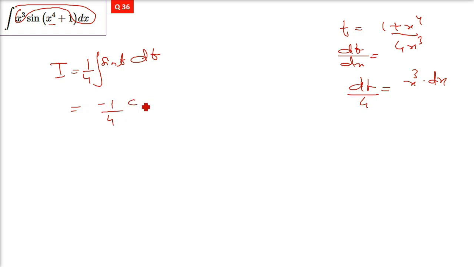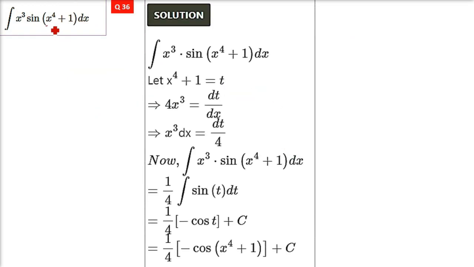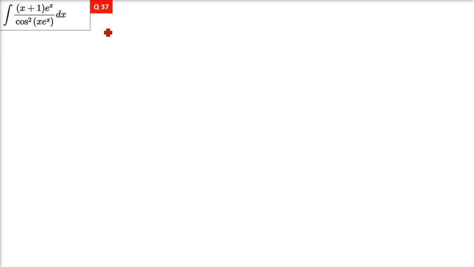So minus cos t, in place of t I can directly write 1 plus x raised 4, plus constant of integration. That's your result. X raised 4 plus 1 has to be taken as t, not only x4. Please remember that thing. Now if you take this x e raised x as t and differentiate, you will get this (x plus 1) into e raised x. How? Now just see here.